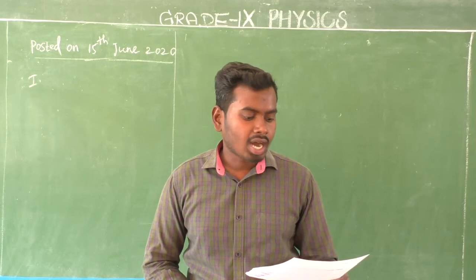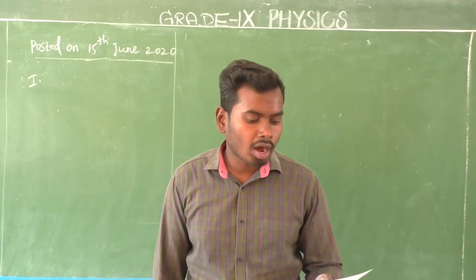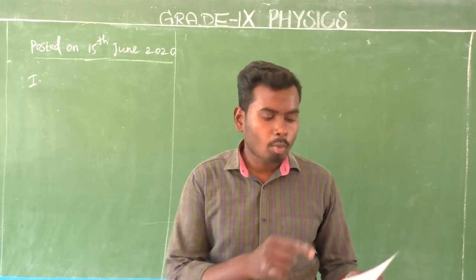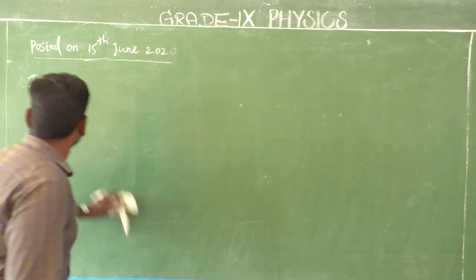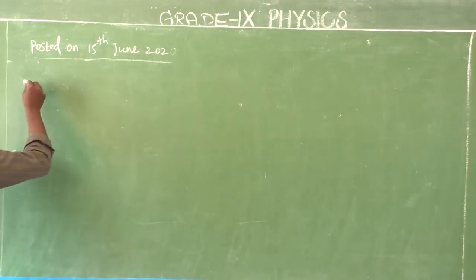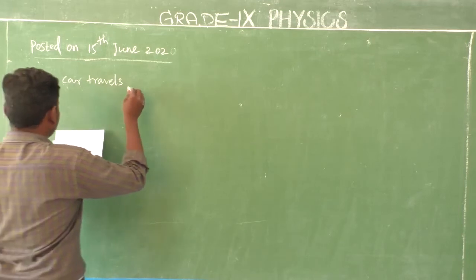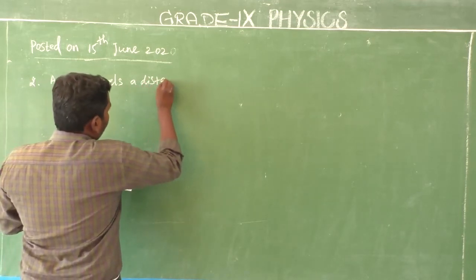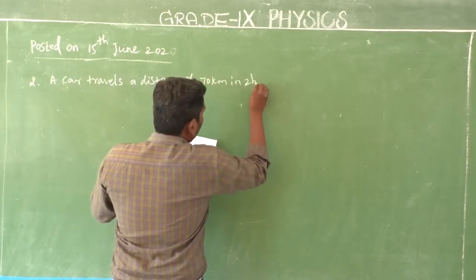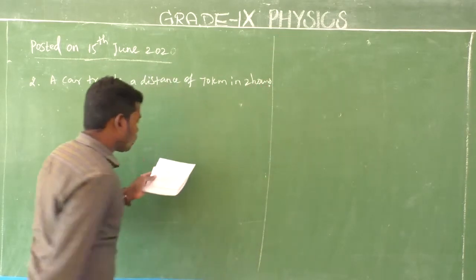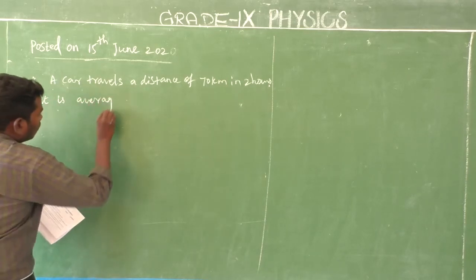The question is: a car travels a distance of 70 kilometers in 2 hours. What is the average speed? I am going to write the question on the board. Look here. First question, you already know. Second question: a car travels a distance of 70 kilometers in 2 hours. What is the average speed?